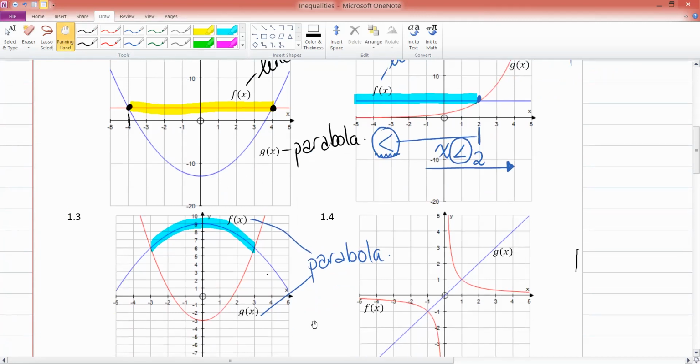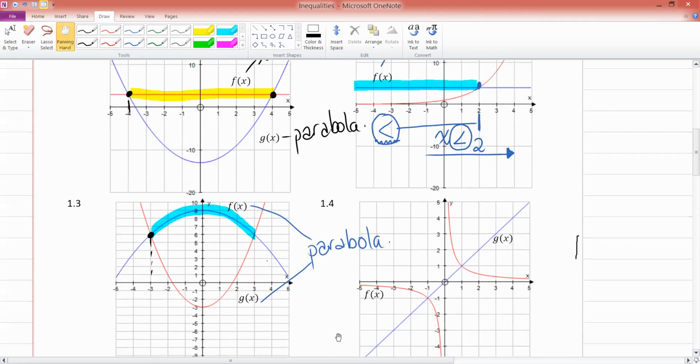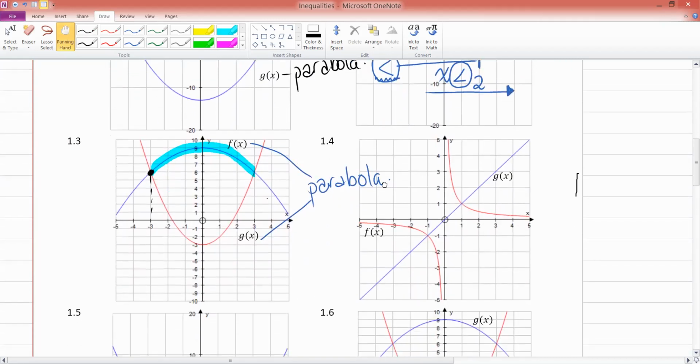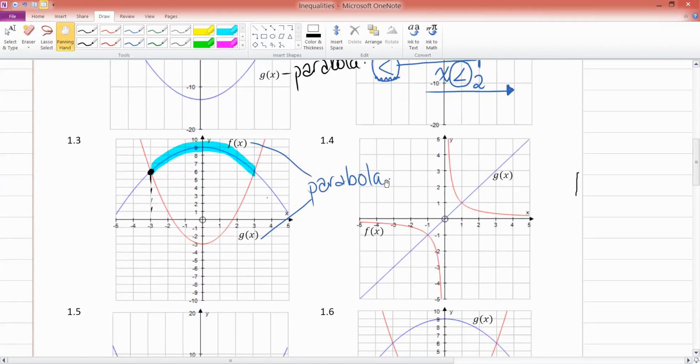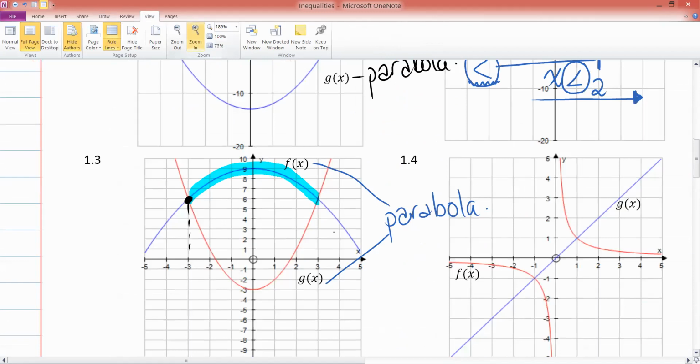Oh, okay, so let's look at the intersection points, right? So the intersection point there, it goes to -3. Should I zoom in? Is it too small? Can you guys see clearly, or do you need me to zoom in? Okay, so it looks fine. So the 2 points we're using is -3 and 3, okay?